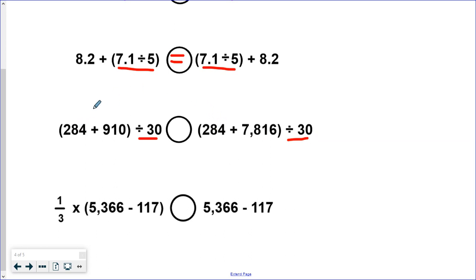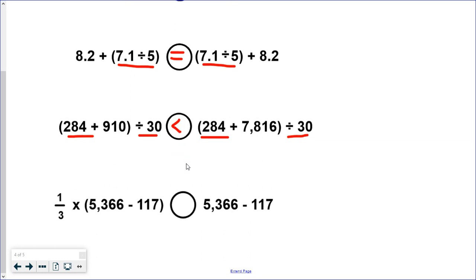They both have 284. But what's happening to 284? This side I'm making it bigger by 910. And this side I'm making it bigger by adding 7,816. Now, between those two, even though both of these numbers are getting bigger, which one is going to have a greater value? Hopefully we see that this side here has the greater value. This number here is going to be a little bit bigger because we're adding 7,000. This side is only adding 900. So we're going to say that this number here is smaller, and we're going to put that less than symbol in there.